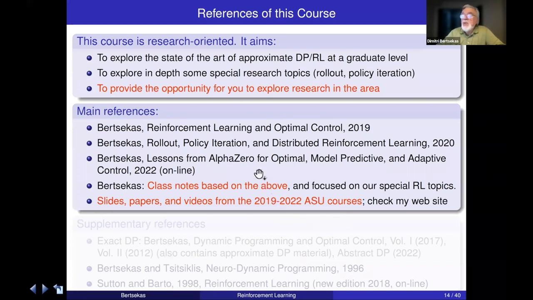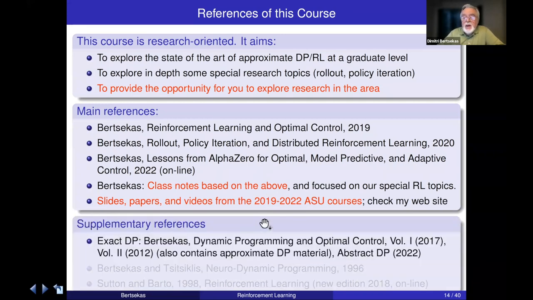Okay, so all of this should suffice for textbook. However, there are supplementary references. I have a two-volume dynamic programming book. This is not reinforcement learning, but it has connections with reinforcement learning. It contains quite a bit of approximate dynamic programming material, but it's more focused on dynamic programming. And also I have a research monograph that's more theoretical, more mathematical, on abstract dynamic programming that's also online.